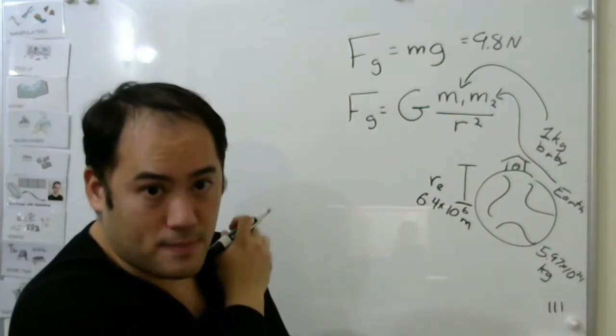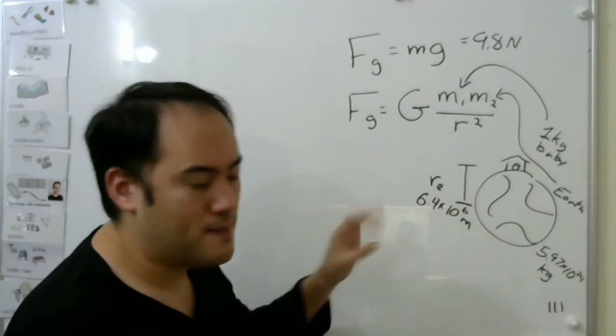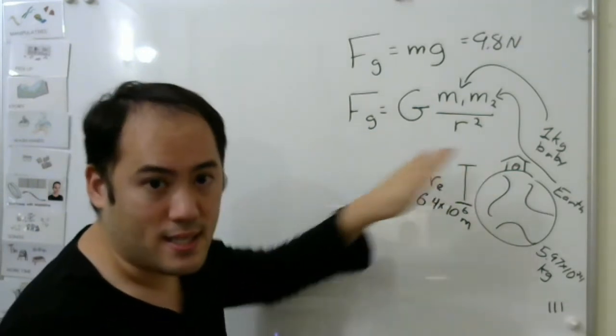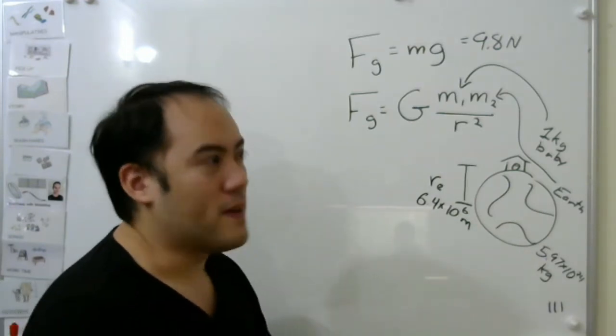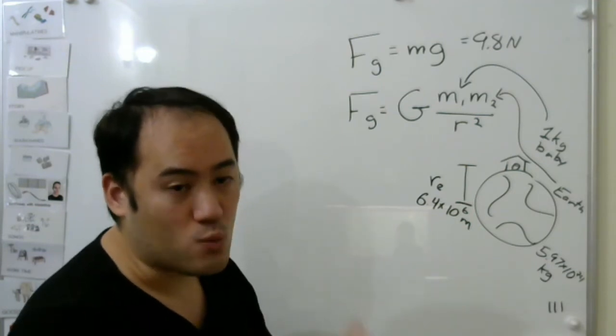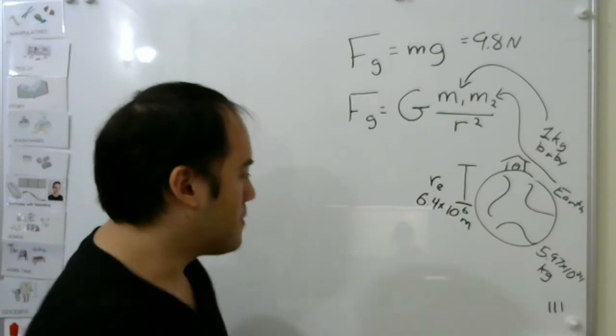Okay, so that's R. It's not a radius all the time, but it usually is the radius. It's not a radius, it's the distance between the centers of the objects. But if one's really big and one's really small, it's basically the radius of the bigger object. Not always true.